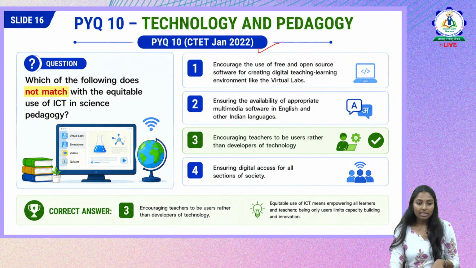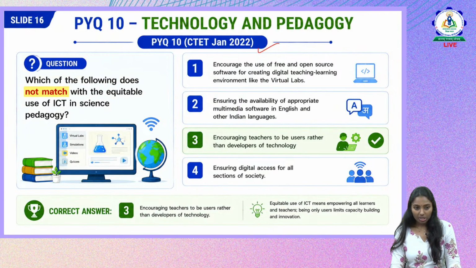Which of the following does not match with the equitable use of ICT in science pedagogy? So the use of ICT is being talked about in science pedagogy. Let us check the 4 options we have at our hand. Encourage the use of free and open source software for creating digital teaching learning environment like the virtual labs. Ensuring the availability of appropriate multimedia software in English and other languages. Encouraging teachers to be users rather than developers of technology. Ensuring digital access for all sections of society.